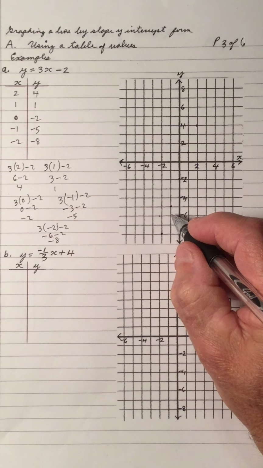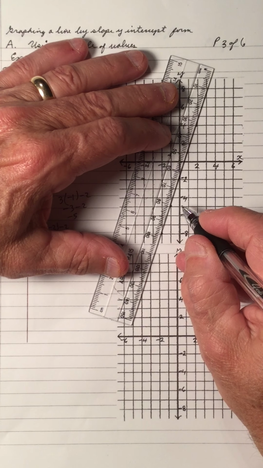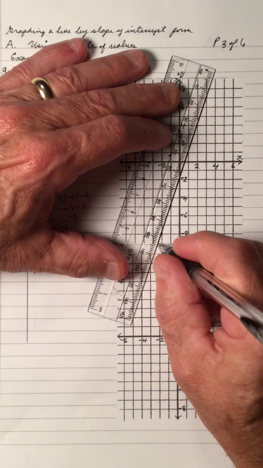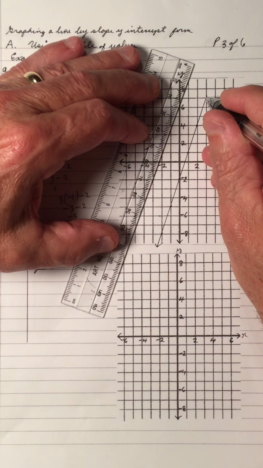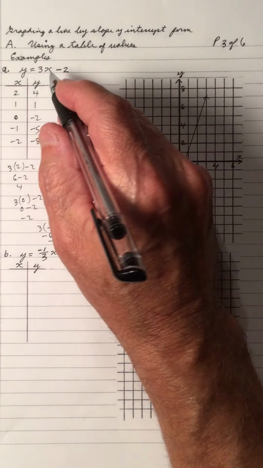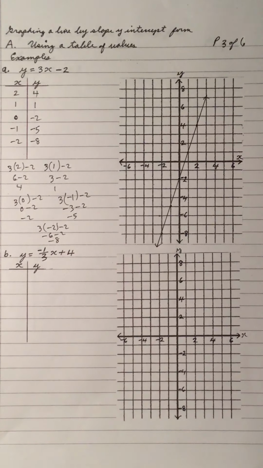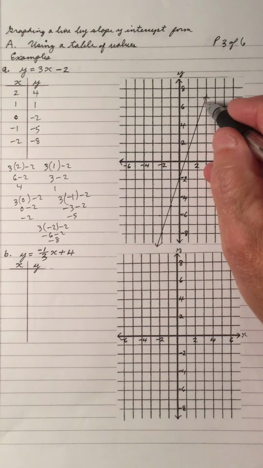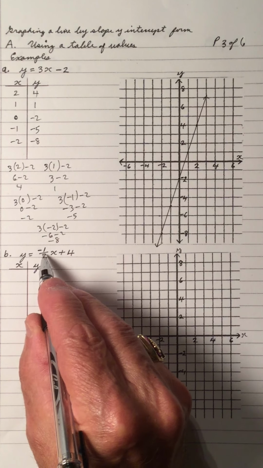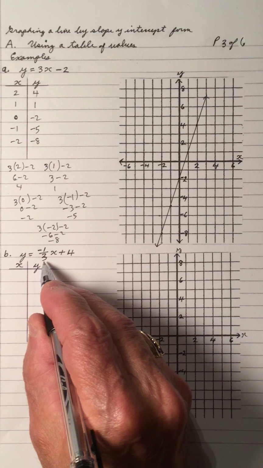So when I get them all done, I line them up, and we're using a table of values. But again, easy to do, and there's the line that is in slope y-intercept form. You just plug these numbers in for the values of x, come up to y coordinates and plot the point, and that's the line.